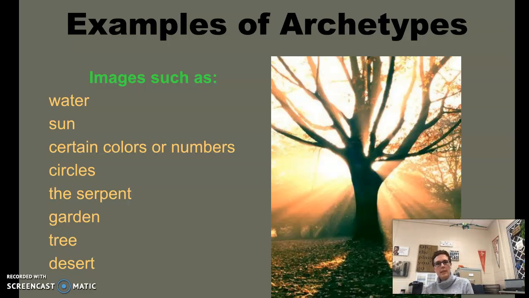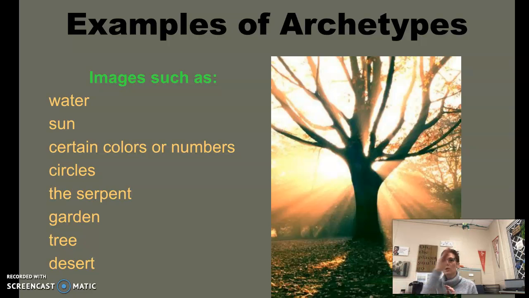Some examples of archetypes that we will look for are water. A lot of times flowing water is symbolic. It's an archetype. The sun usually means something positive. It means something is centered. Certain colors or numbers are definitely archetypes. When we see red, a lot of times in English poetry, red symbolizes danger or blood or death.